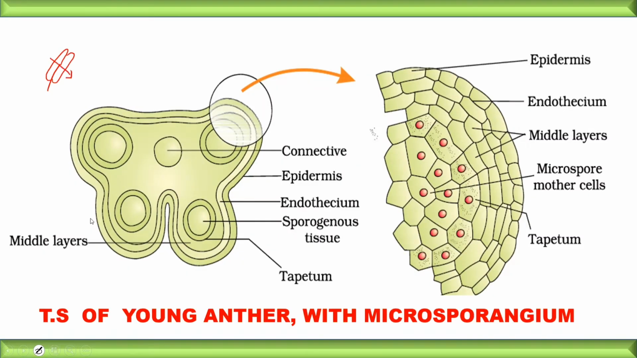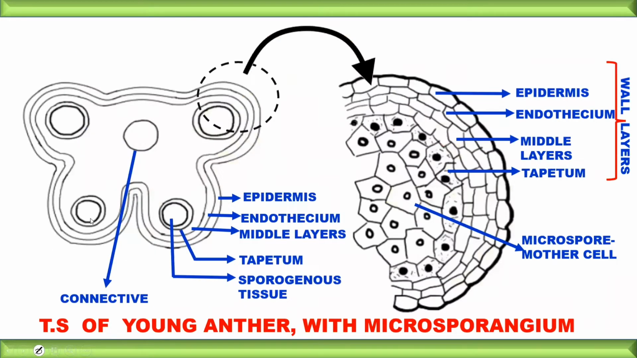So the anther lobes, when you cut across, you see a butterfly-like outline. This butterfly-like outline reveals various wall layers like the epidermis, endothecium, the tapetum and the middle layers. Importantly, it contains the sporogenous tissue. A part enlarged is towards your right, and that reveals the same wall layers.